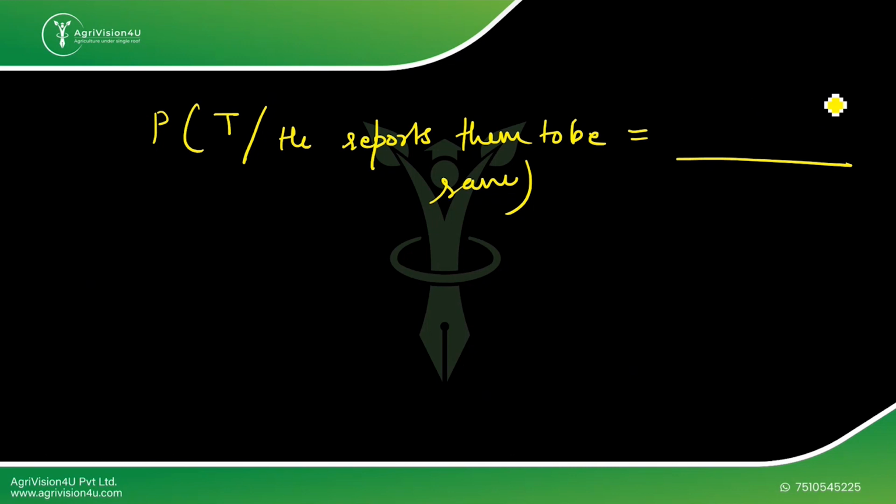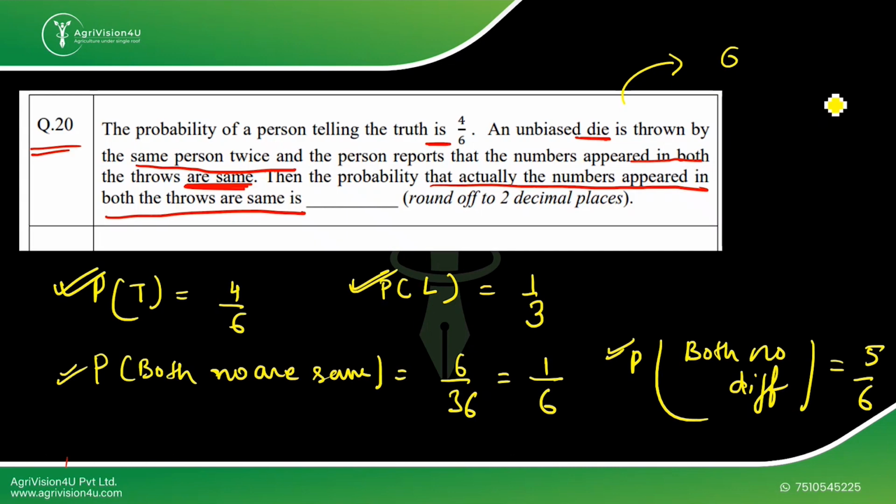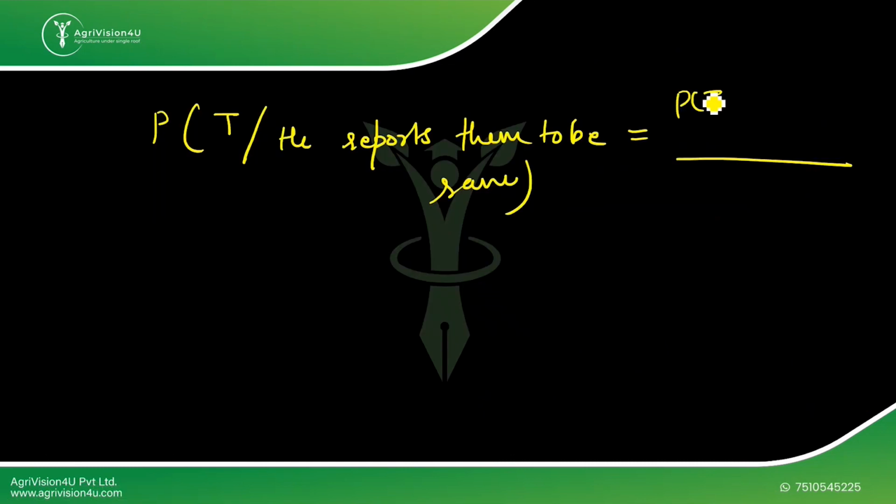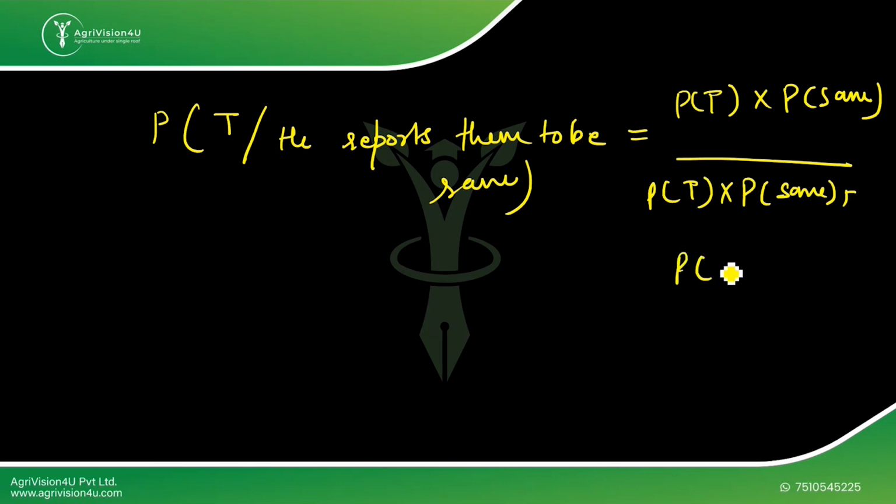it like this. What is 2 by 3 here? 2 by 3 is telling truth into both numbers same. Let's write like this. Telling truth, both numbers same, plus telling false, both numbers same, given that both numbers same.